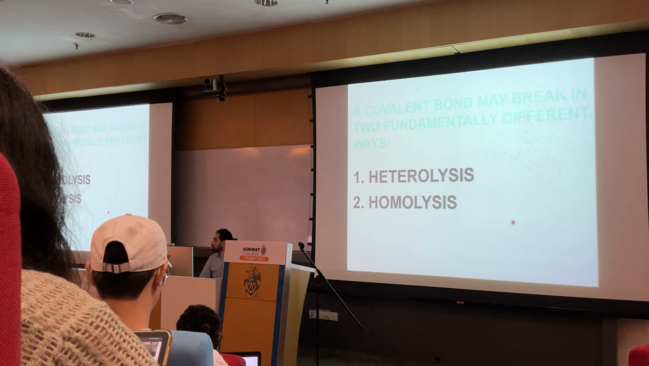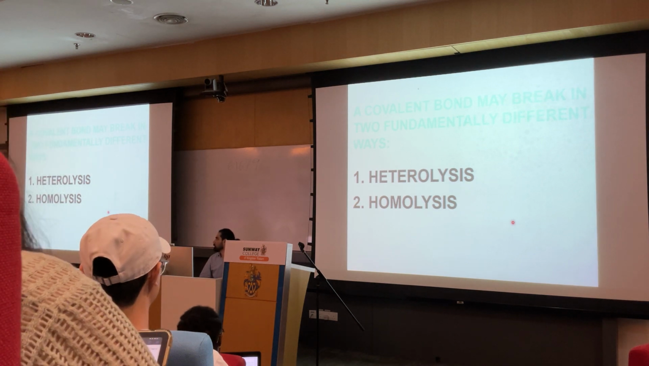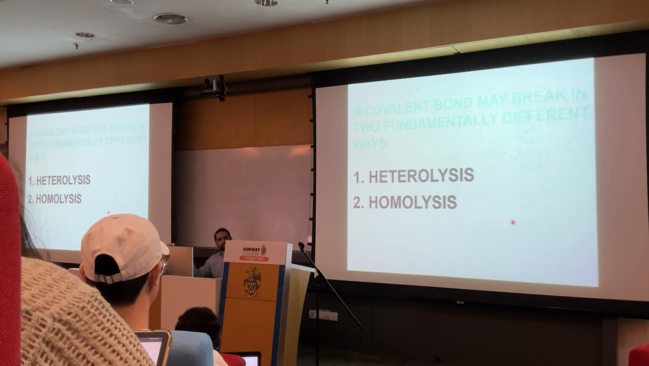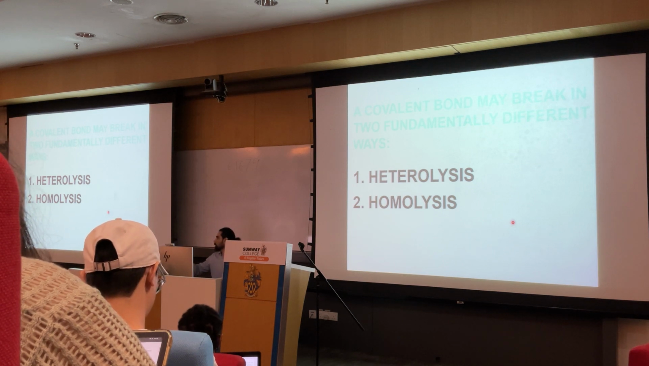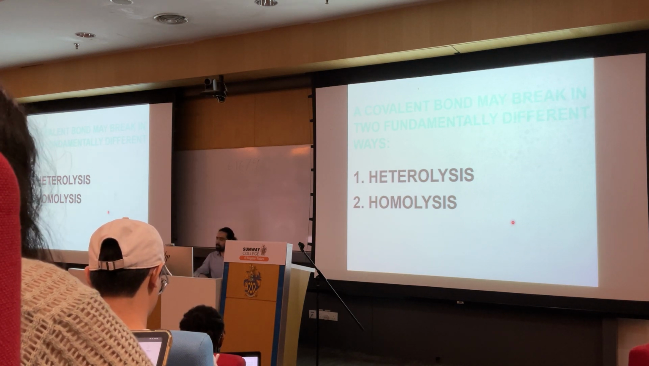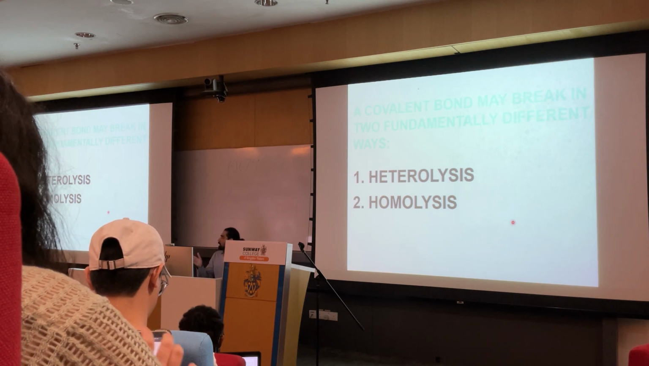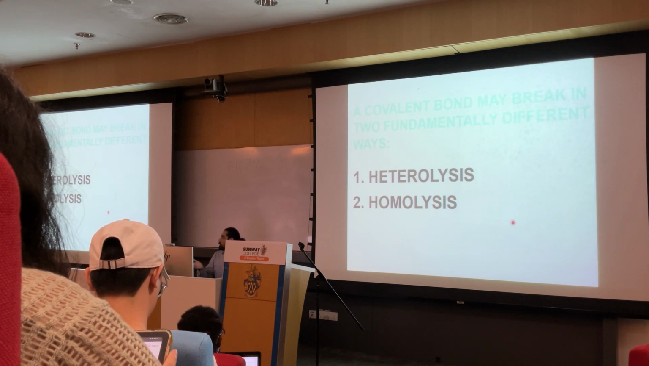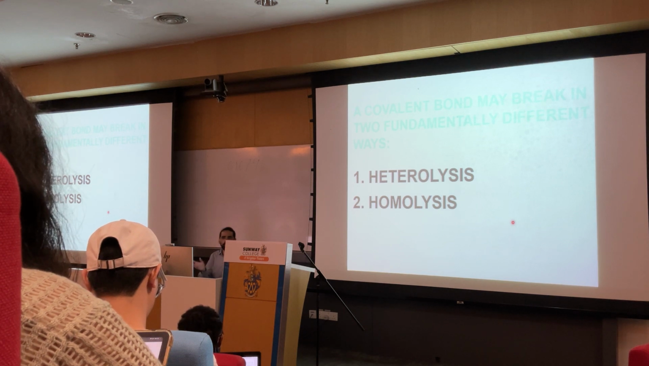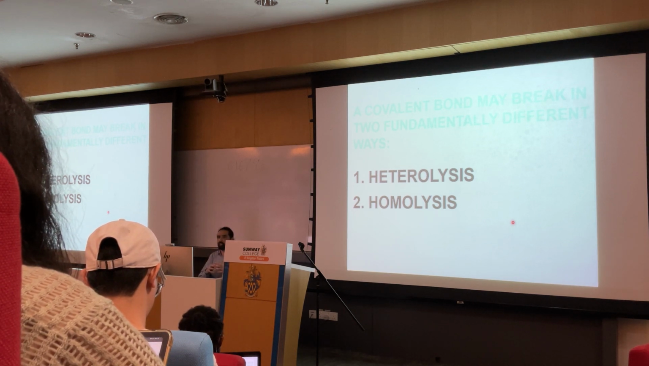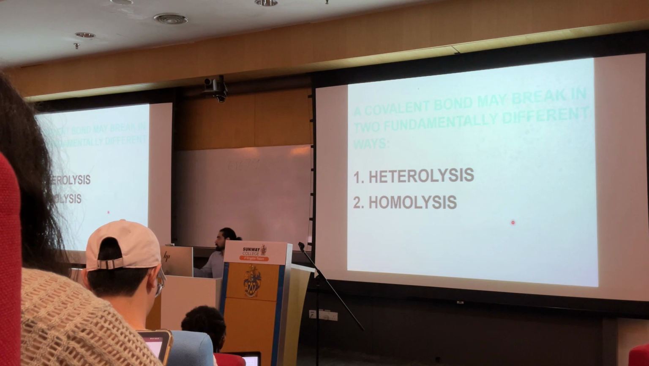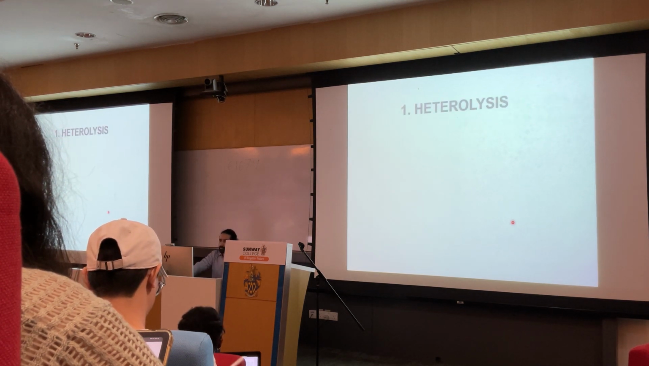Either heterolysis or homolysis. Heterolysis will make charges, like anion and cation, meaning electrophile or nucleophile, while homolysis means that they can make free radicals. They don't take the whole pair, but both atoms which were bonded together will take away one electron each. So that makes them free radicals, right?